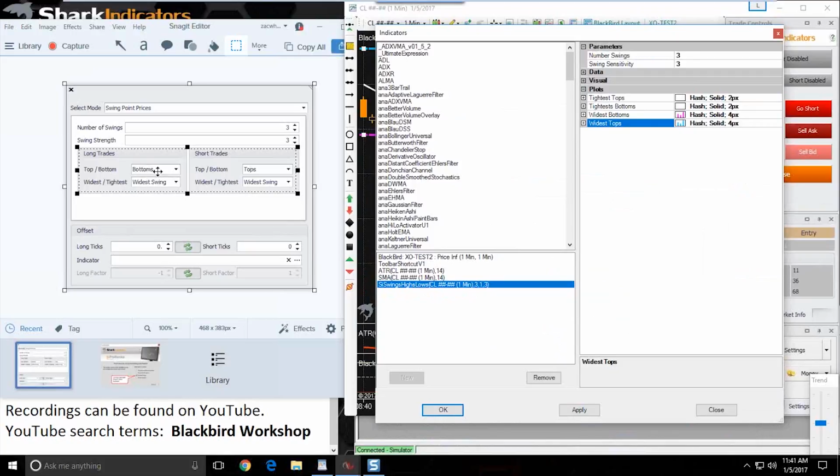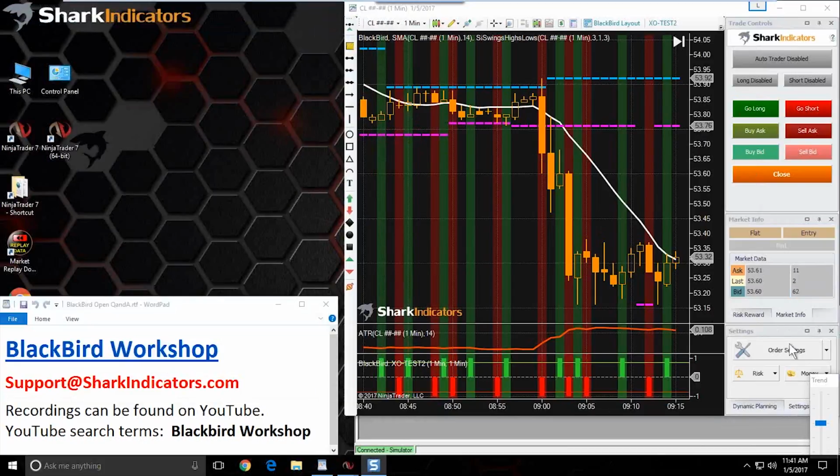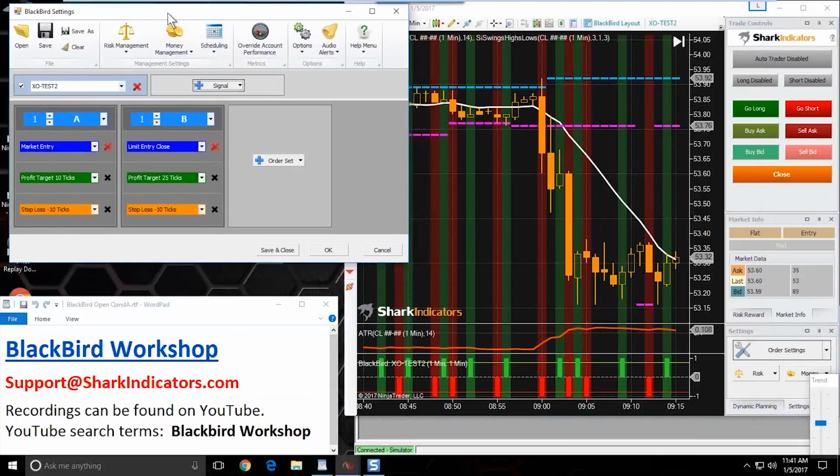And you can see here in my settings, I'm using the widest plot there and the widest plot here for short. So for a long trade, I'm using the widest. For a short trade, I'm using the widest, right? And then I'm just using the bottom or the top. So I'm using these two plots here. And so let's pull back in here.